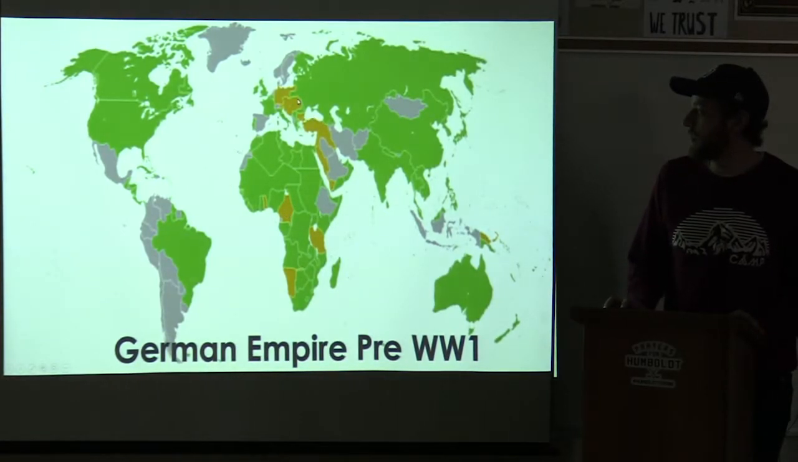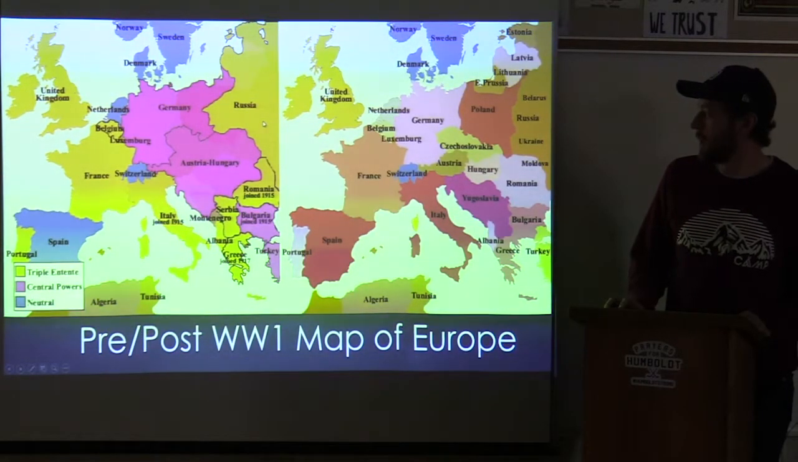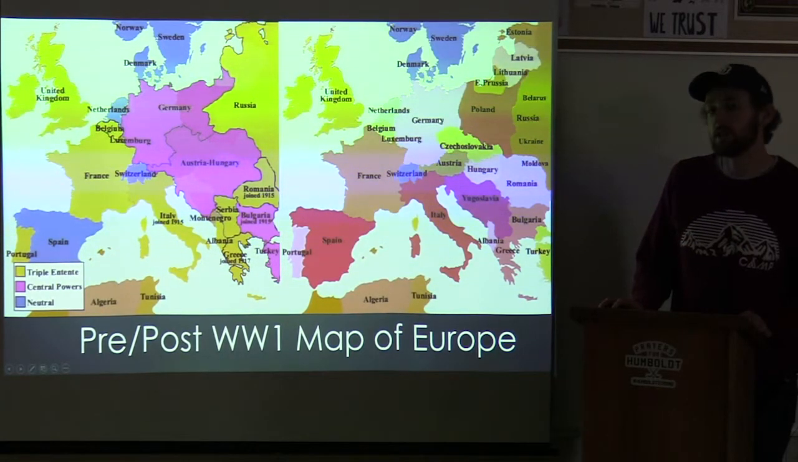But this mustardy color here, you've got Germany, Austria-Hungary, the Ottoman Empire, and the German colonies around the world. This is before World War I. After World War I, we go from Germany and Europe being this big purplish blob over here to this light pink blob over here. It's significantly smaller.